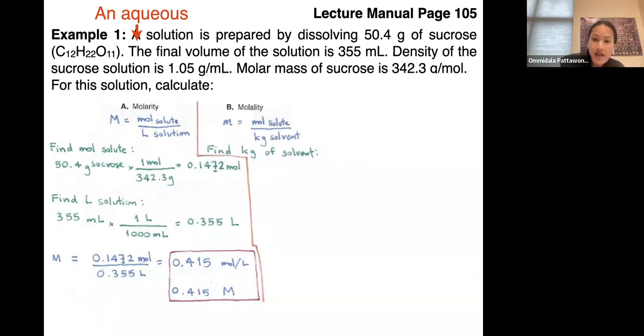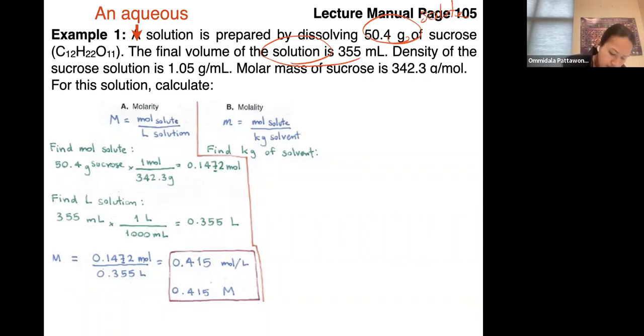So before we do that, think about this first. If you read all of these, we don't know the solvent, right? We know only the solute. We know only the solution. So that means in this case, in order to find out the mass of the solvent, you need to subtract the mass of the solute from the solution, right?